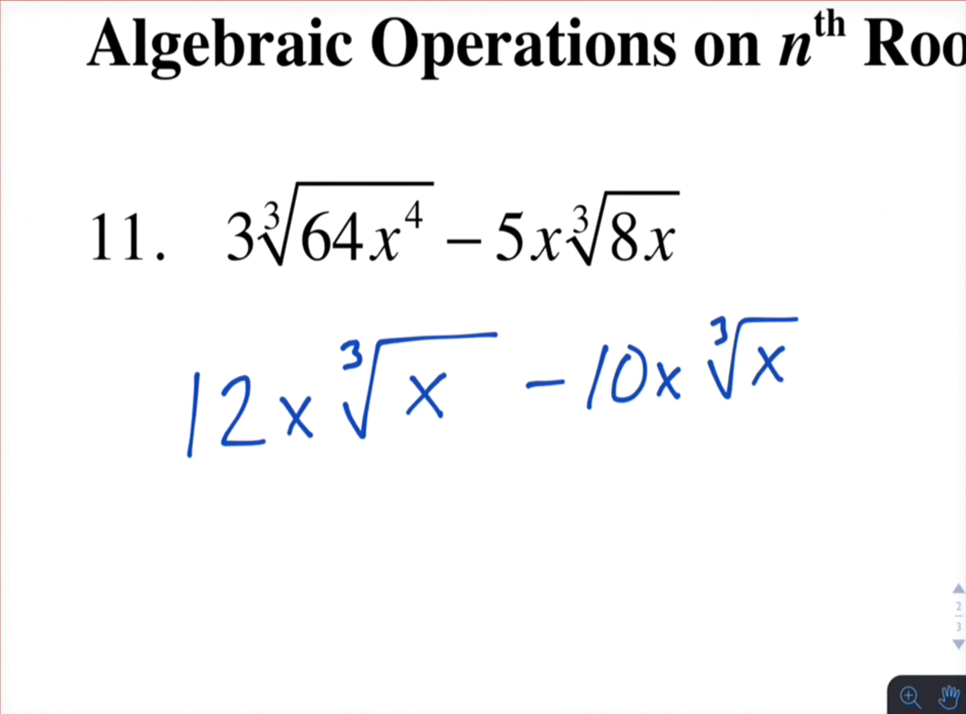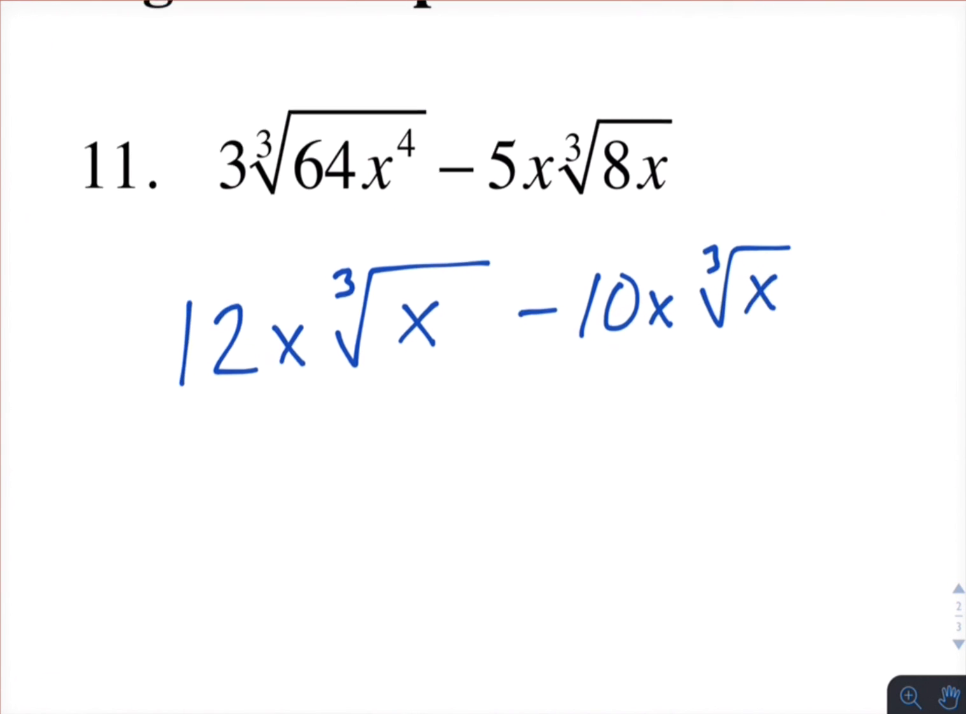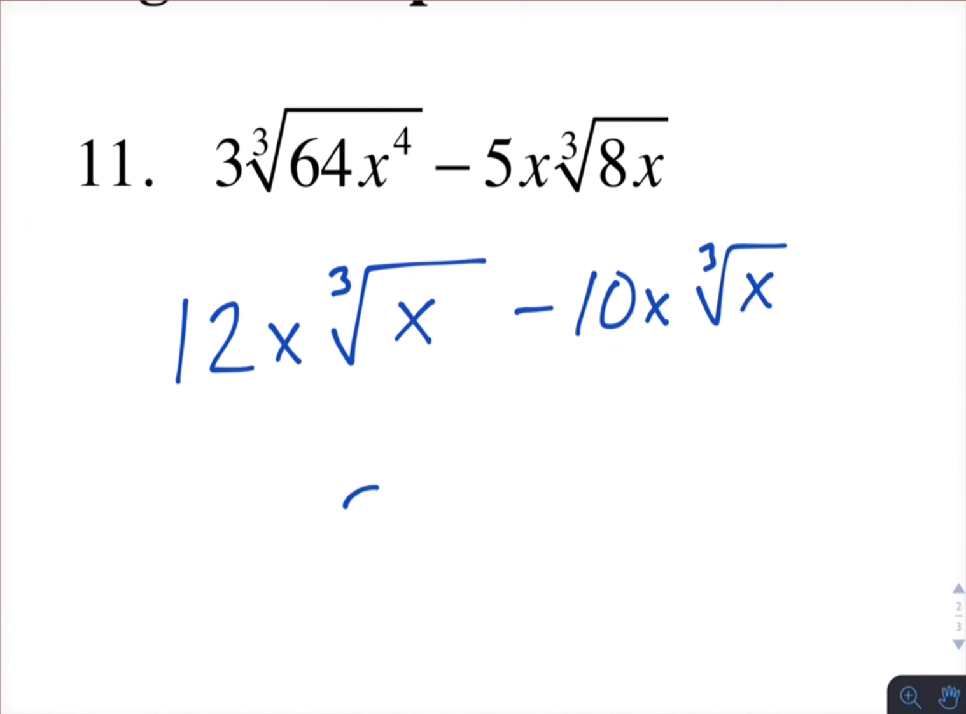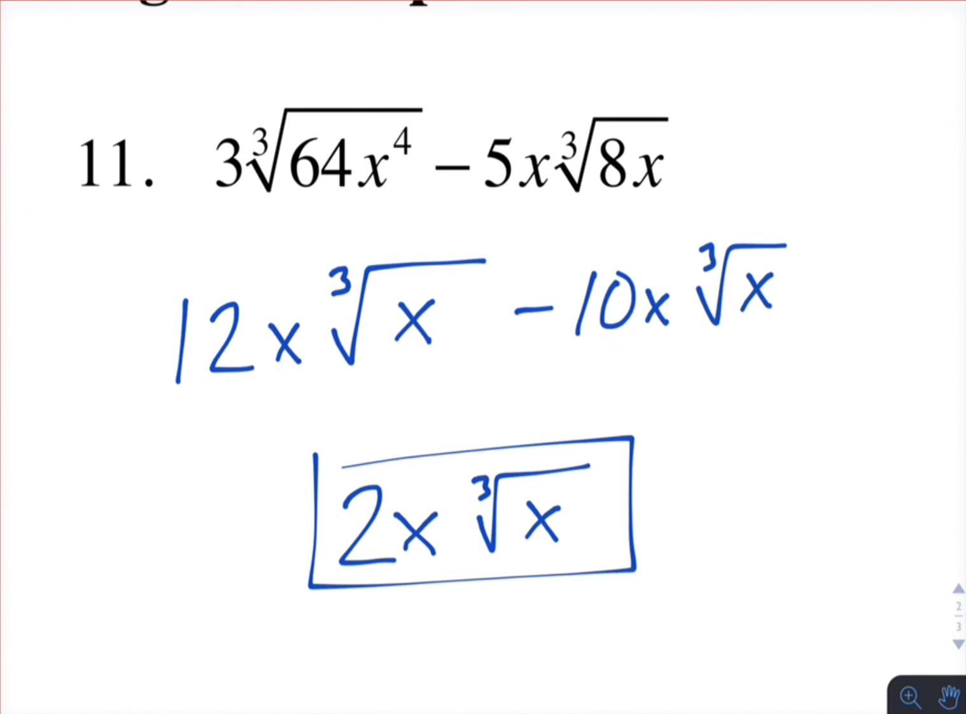So here, since I have the cube root of x in both terms, I can actually combine them and end up with a 2x cube root of x. So that's how we work with addition and subtraction. Just make sure you are adding like roots.